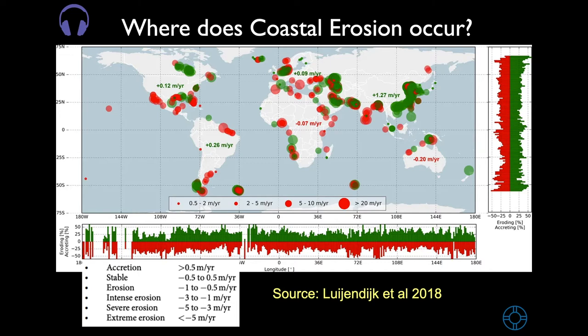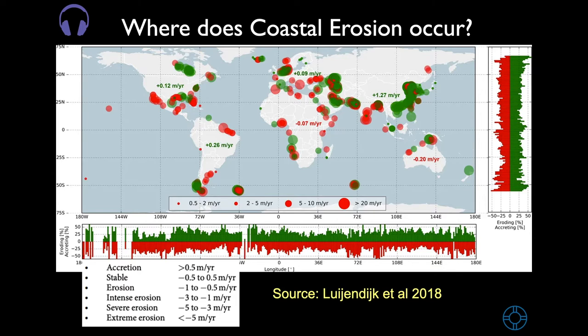More severe erosion rates are found at various locations across the globe. About 7% of the world's sandy beaches experience erosion rates classified as severe. Erosion rates exceeded 5 meters per year along 4% of the sandy shoreline and are greater than 10 meters per year for 2% of the global sandy shoreline. On the other hand, about 8% of the world's sandy beaches experience significant accretion, more than 3 meters a year, while 6% are accreting more than 5 meters a year.